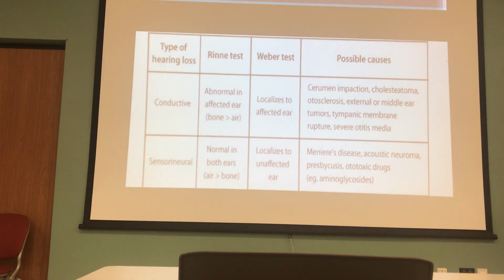So possible causes: cerumen impaction, cholesteatoma, osteosclerosis, external ear tumors, tympanic membrane rupture, severe otitis media. Things in the inner ear can be sensorineural: labyrinthitis, Meniere's disease, acoustic neuroma, or schwannoma. Ototoxic drugs, aminoglycosides are one of them.